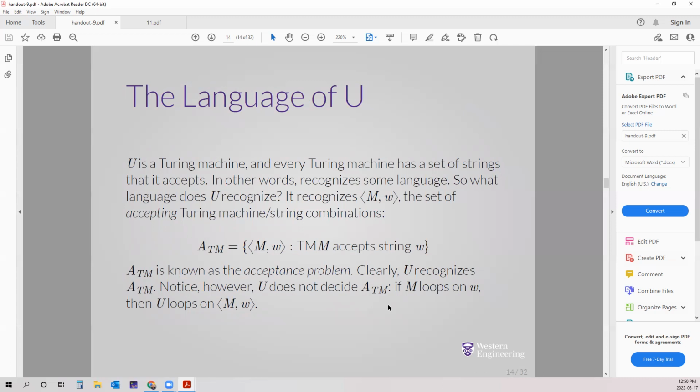ATM is known as the acceptance problem. Clearly, U recognizes ATM. Notice, however, that U does not decide ATM. It recognizes but does not decide, and we talked about this before. If M loops on W, then U loops on ⟨M, W⟩. So still we are in definitions.